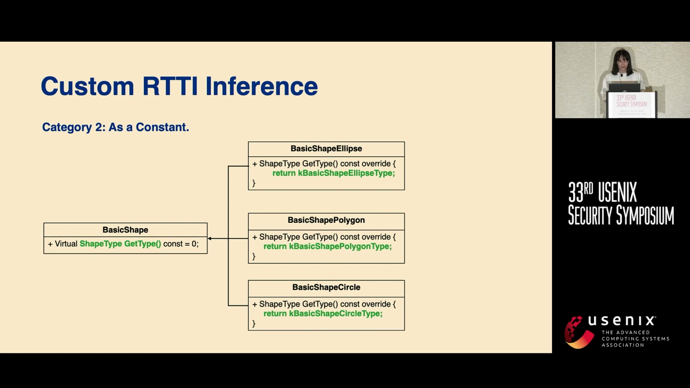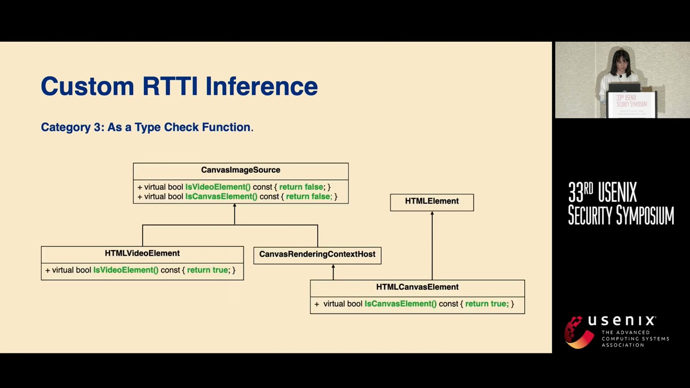The second category, RTTI as constant. In the base class, instead of explicitly declaring a field, it declares a virtual function called shapeType, and different derived classes override this function and return different values to distinguish between the classes.